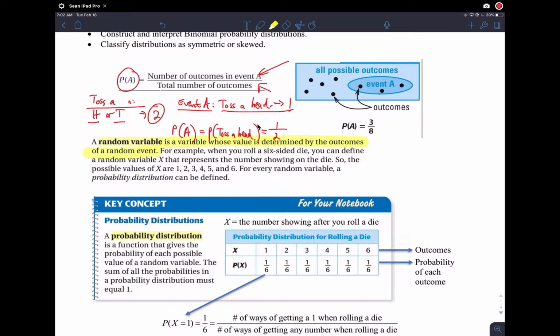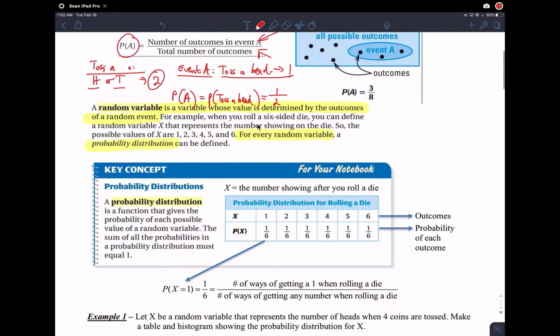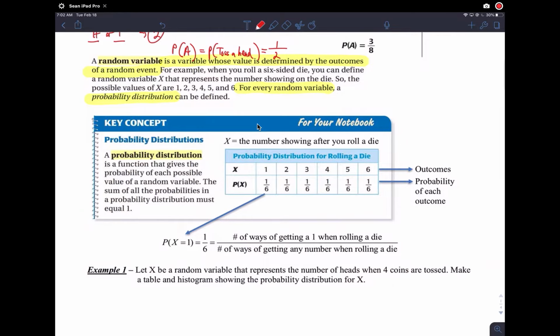So it says for every random variable, a probability distribution can be defined. Okay. So in other words, I can list all the outcomes and all the probabilities of each outcome in a nice clear way, a table or a graph, and then I know everything about that random event. Right? I know everything about the probabilities of that random event. So probability distribution is defined here. It says it's a function that gives the probability of each type of possible value of a random variable.